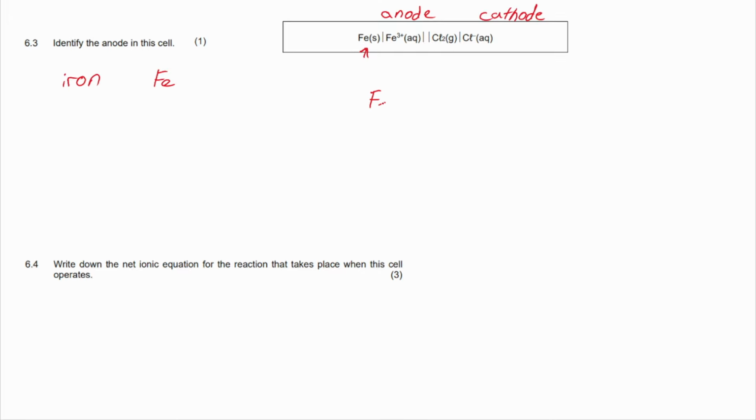But you can also realize that iron becomes iron 3+, and this is an oxidation reaction. We know oxidation takes place at the anode. It's oxidation, the electrons are on the right. And remember, you can use OIL RIG to remember that oxidation is a loss of electrons. So iron has lost electrons, and the electrons are on the right hand side of the equation.